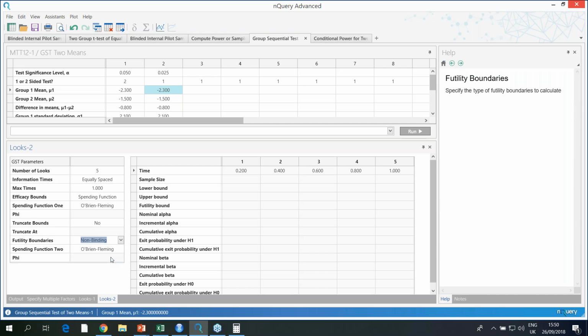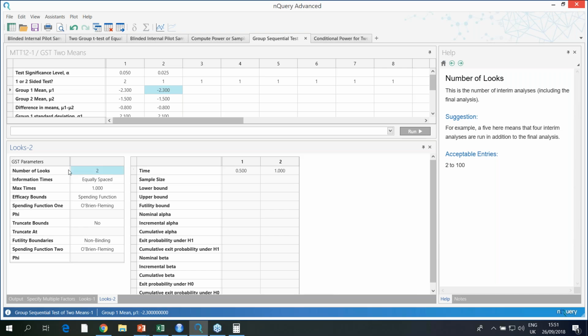Non-binding just means that if you cross the futility bound, you can continue the trial if you wish, and I would say it's by far the more common decision than binding, where you can't continue without inflating your beta error or your alpha error. And the reason I would say that is because these group sequential designs are giving you the opportunity to stop early, but obviously there are other considerations from the independent data monitoring committee or from other people for why you might continue a trial.